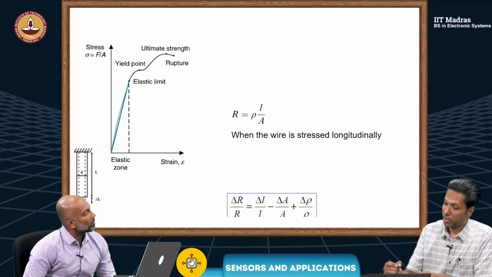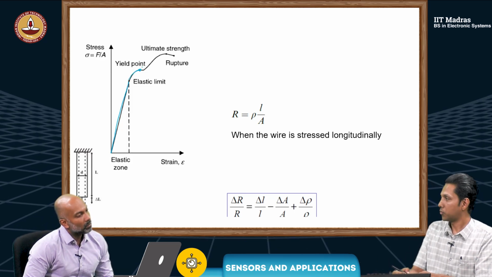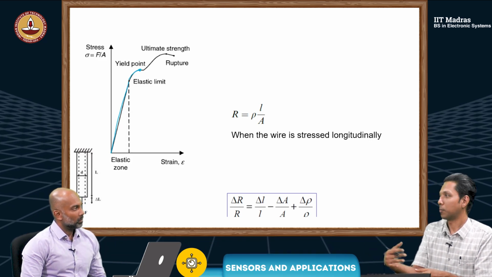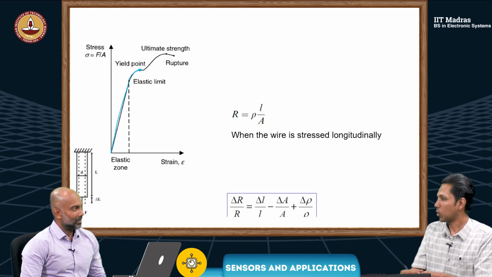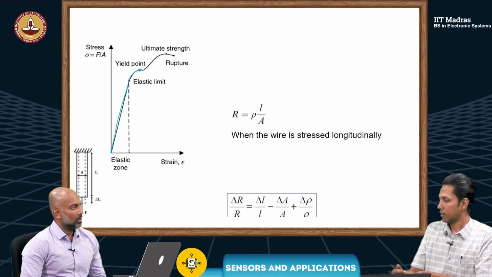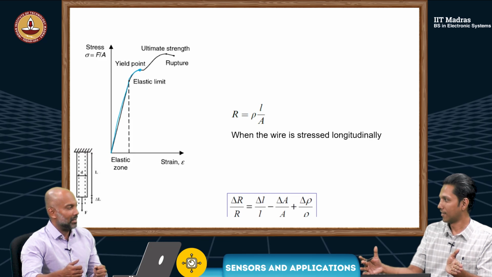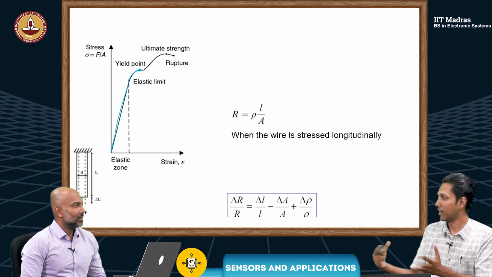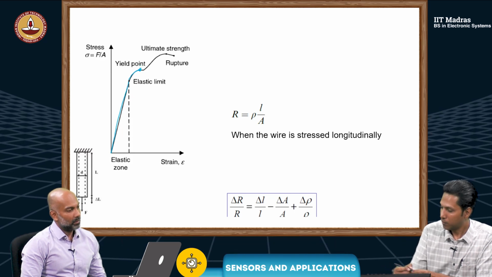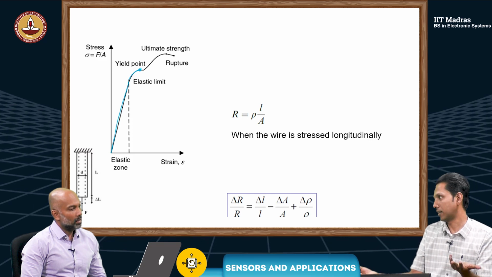Now, as you said, if I keep increasing, I will reach a point from which, if I apply further, I may not be able to come back into the elastic zone. So I make a permanent deformation. It might not break, but you have deformed it in a way that it's not coming back to our earlier rubber band position. So that is this yield point. And if you continue to apply, you cross the ultimate strength and it gets ruptured.